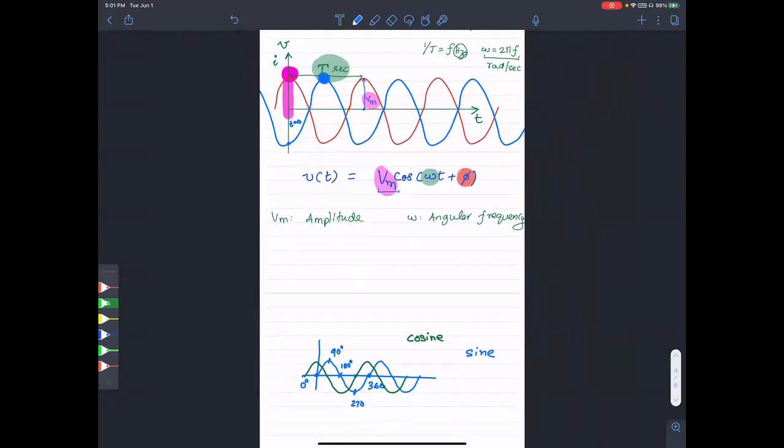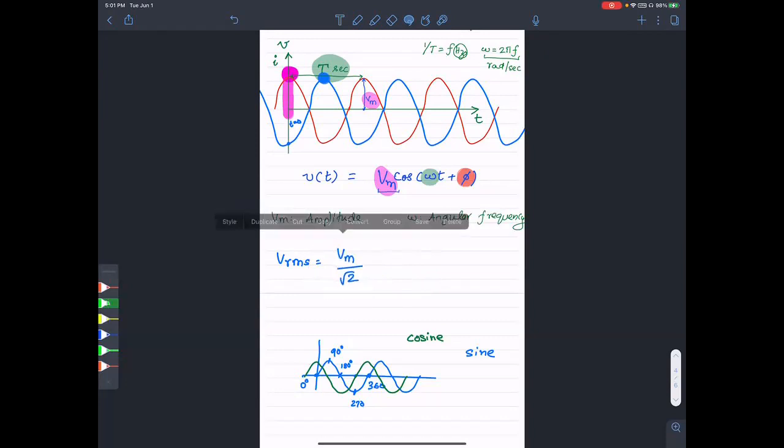And of course, there is VRMS or IRMS of a sine wave, root mean squared, which is simply Vm over square root of 2. Vm over square root of 2. I'm sorry, that is the root mean squared.